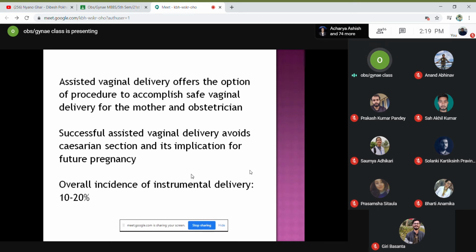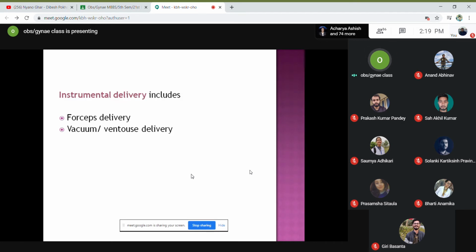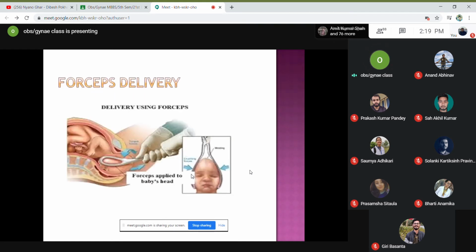Instrumental delivery includes two types of delivery. One is forceps delivery, and second is vacuum or ventouse delivery. In the USA it is called vacuum, and when you go to the UK it is called ventouse. So basically, there are two types of instrument: forceps and vacuum. Now coming to forceps delivery, this is how we apply the forceps.